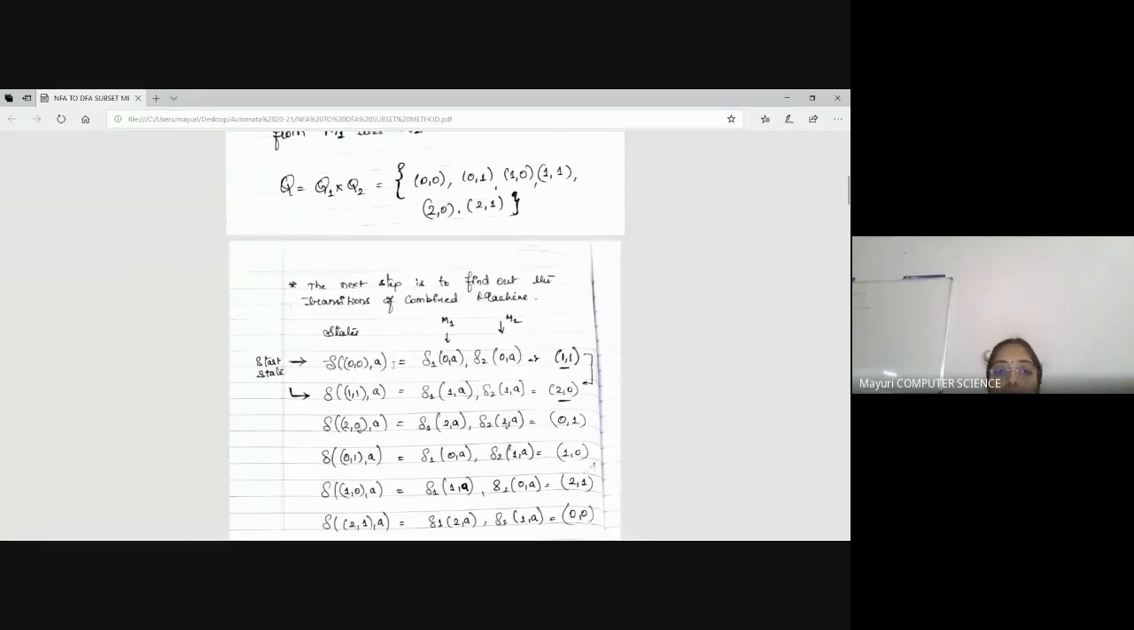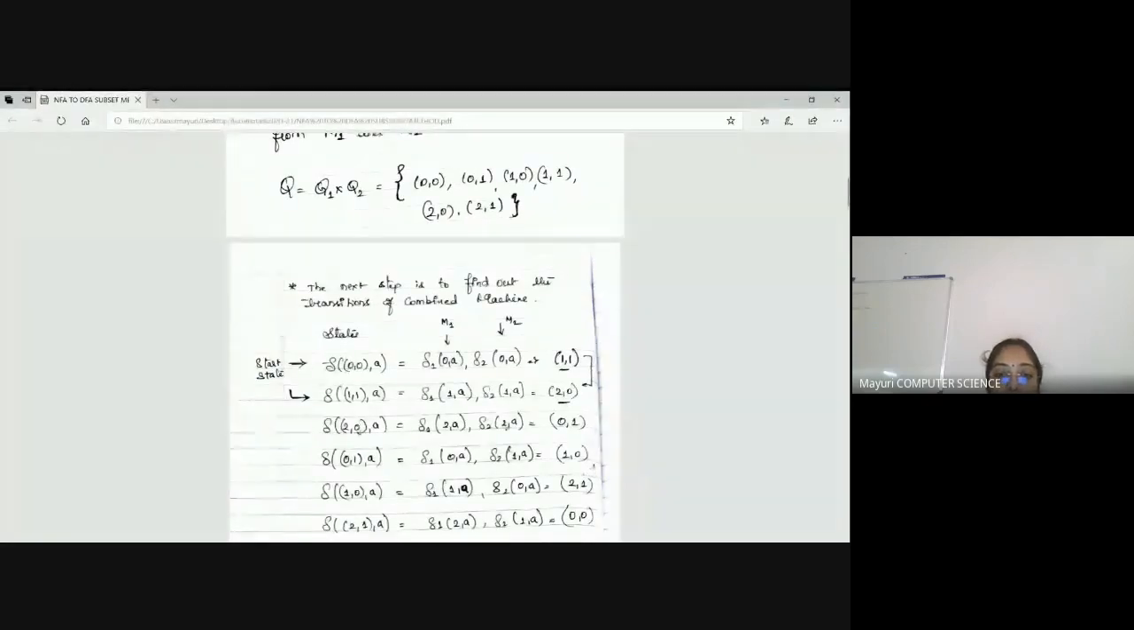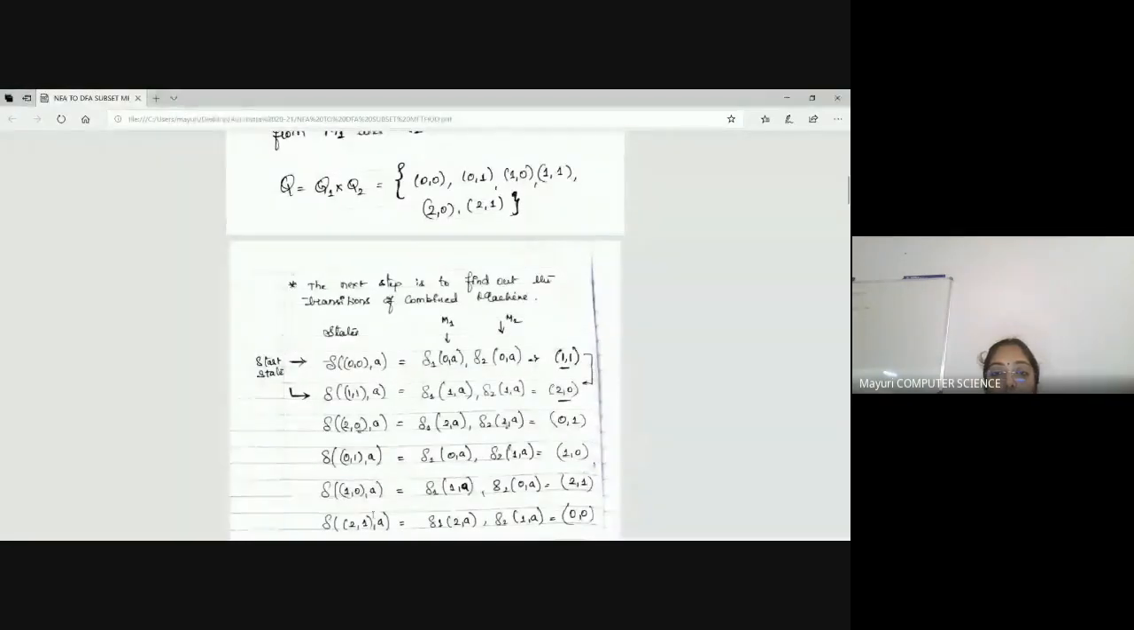So from 0,0 I have gone to 1,1. From 1,1 I have gone to 2 comma 0. Again, for the resultant state, I have to start giving the inputs. So for 2 comma 0, I give the input A. You could see 2 with A and then 0 with A; you start applying like that.